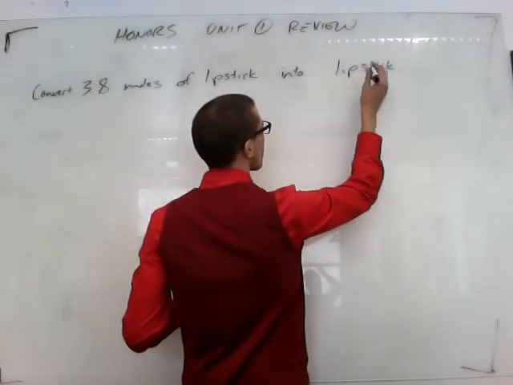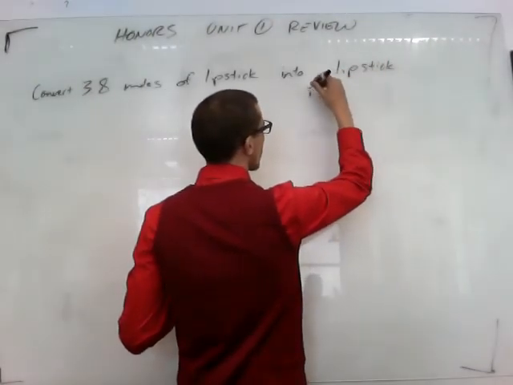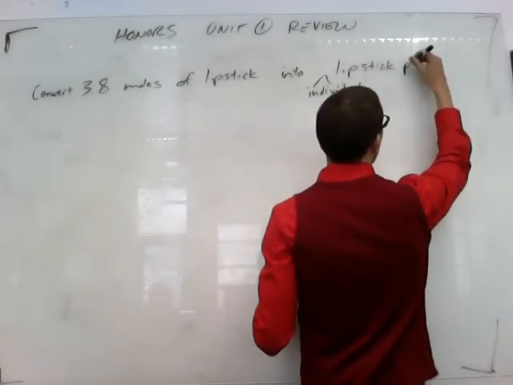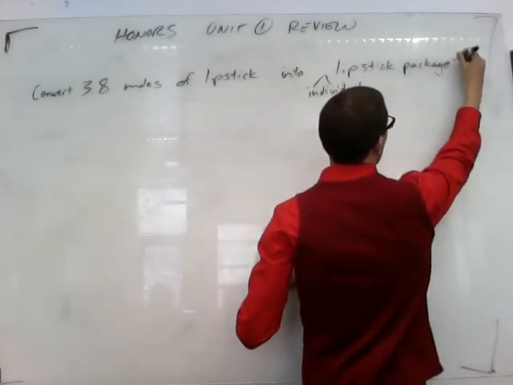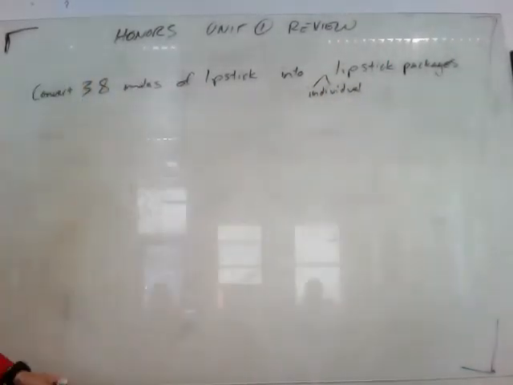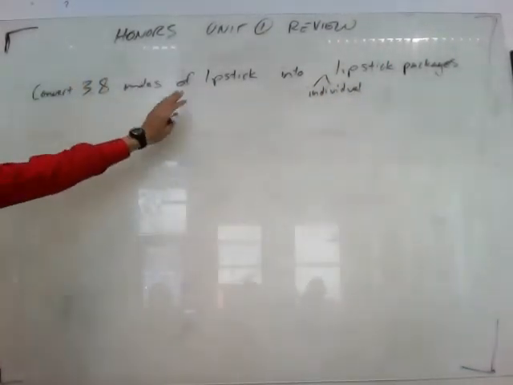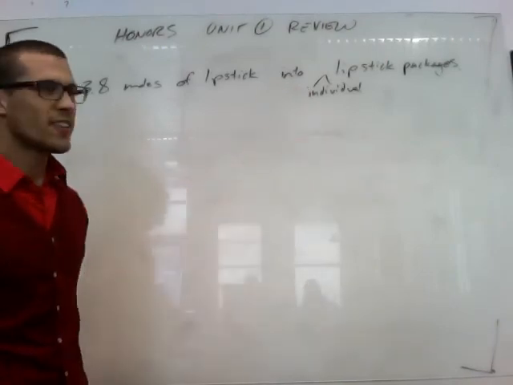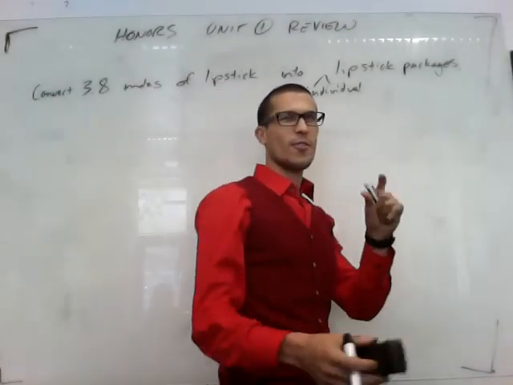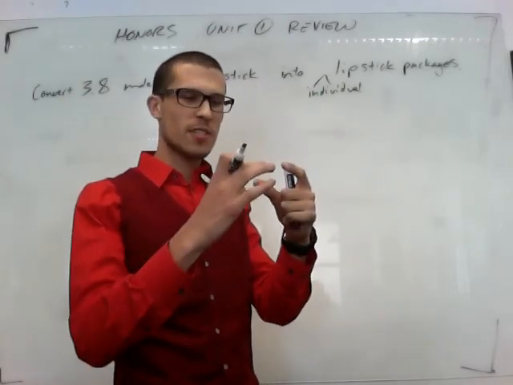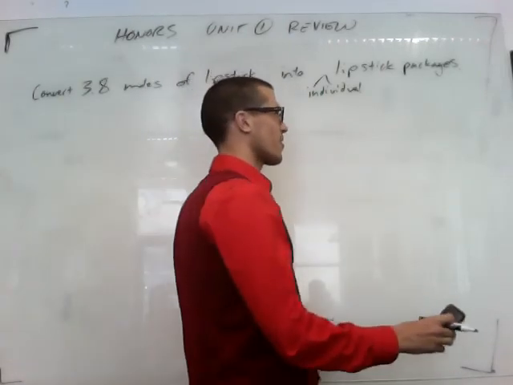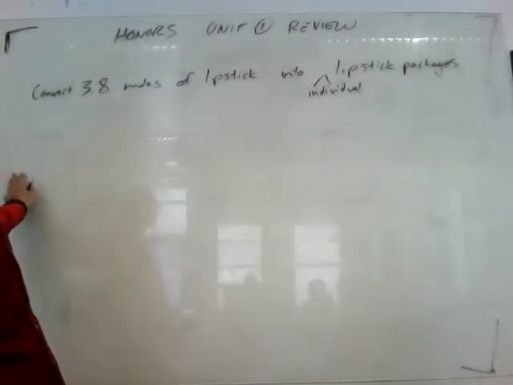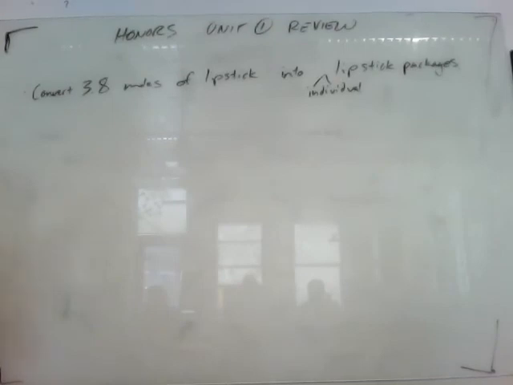Is it going to be 3.8 times 6.02, that whole thing? Is that how you get it? Yeah, that's it. So this many moles of lipstick packages into individual lipstick packages. Is that the right way to say it? Like the little tubes. Trust me, I go to Sephora all the time. Convert that many moles of lipstick into that.